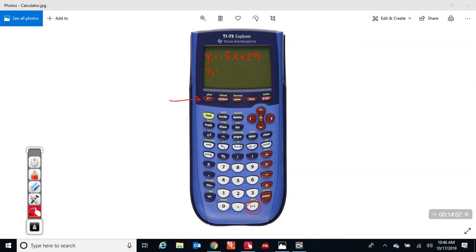You'll have to hit -5, x is over here, and then plus 29 in order to get that to work. All right? And when you do that, that's going to be our rule. And we can go somewhere really neat with this. We can go to our table. Now, table is in yellow, so again, you've got to hit second first, and then you can hit the graph button, and it will take you to the table, and I want to show you what that looks like.